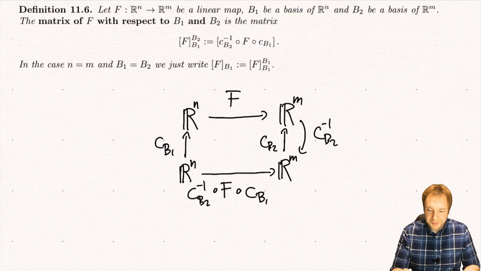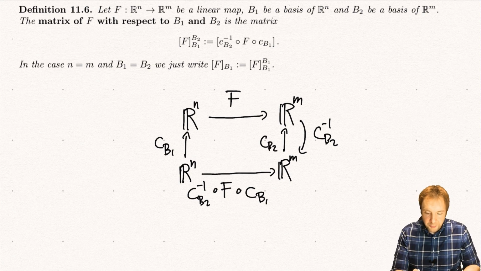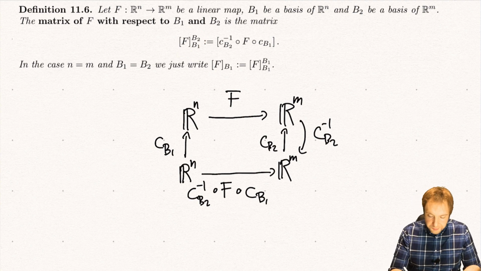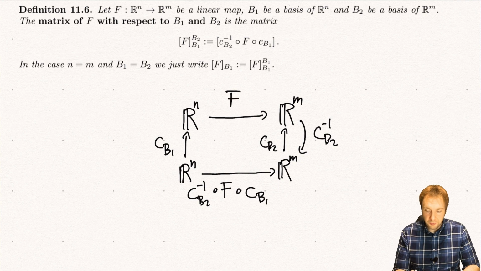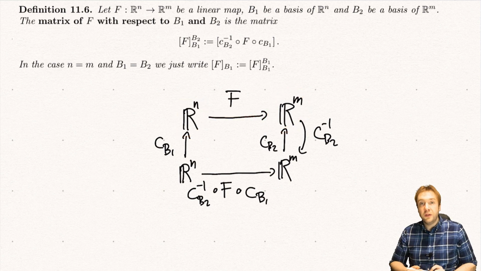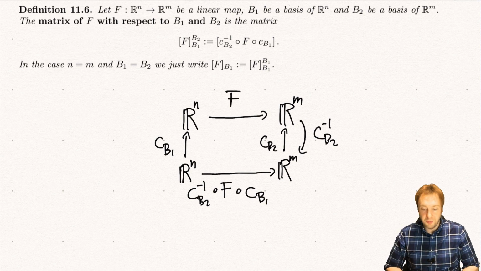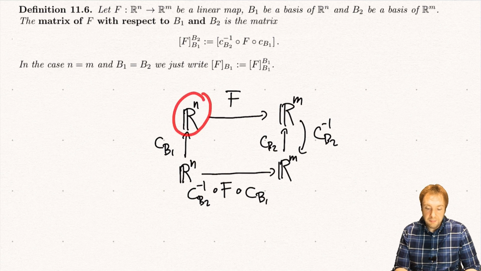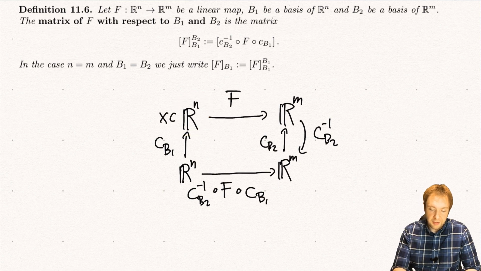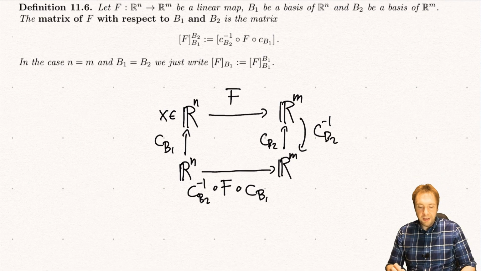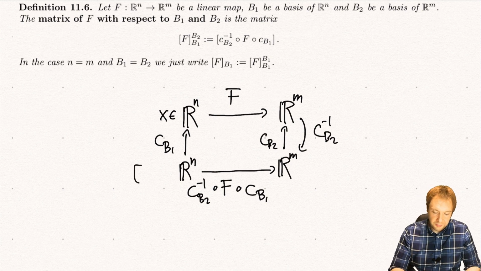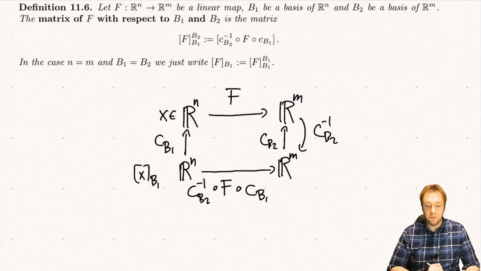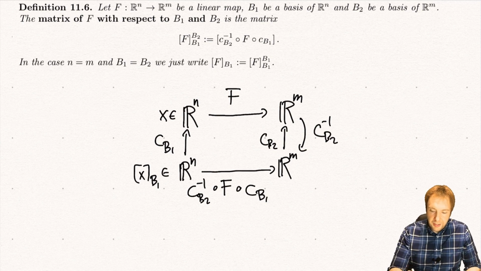Of course we will do an example for this, but what is the interpretation of this? If we start with a linear map F, we know what to do with a vector in Rn: we can apply F and land here in Rm. But now we also learned what it means to write down the coordinate vector with respect to a basis. B1 is a basis of Rn. So if I have an element x in Rn, I can write down the coordinate vector of x with respect to the basis B1. And also if I have some element y, I can write down the coordinate vector of y with respect to the basis B2.